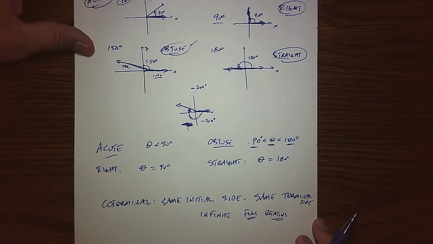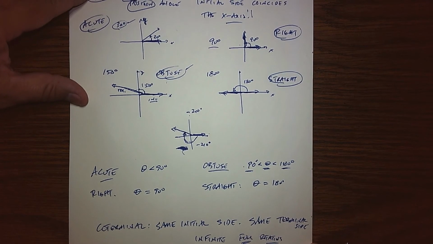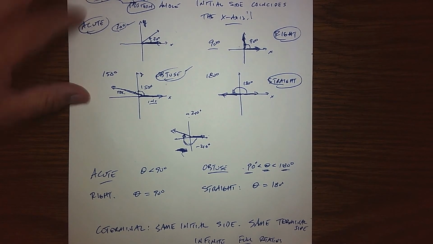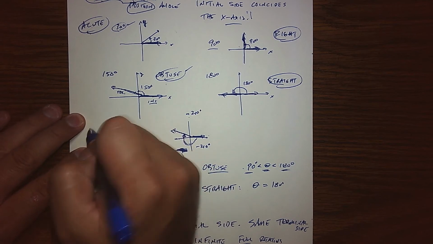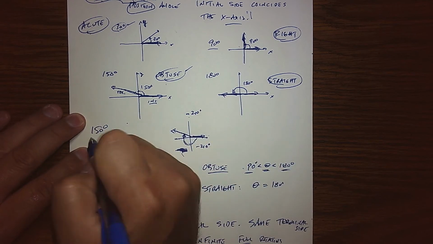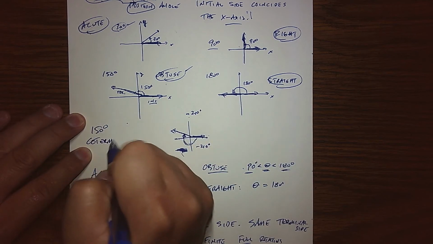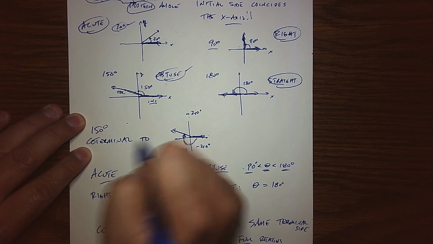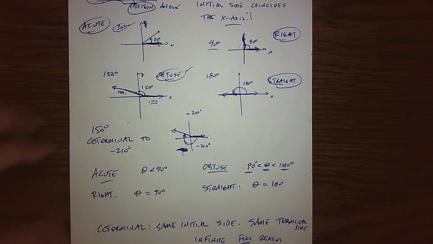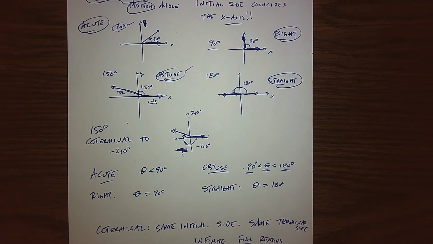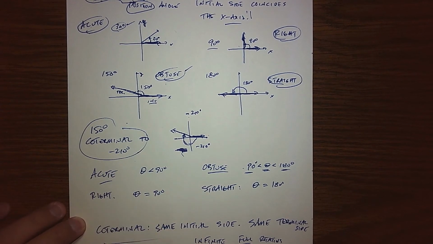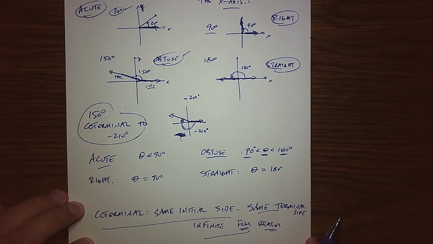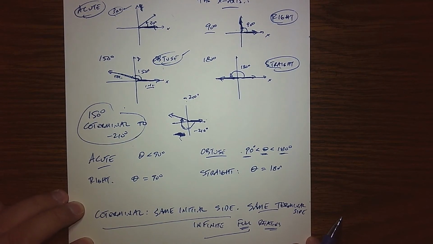But essentially, my first example of coterminal angles, and I got ahead of myself here, these two angles here: 150 degrees is what we would say is coterminal to negative 210 degrees. The reason I'm saying they're coterminal is because it satisfies my definition that the initial side and the terminal side are the same.